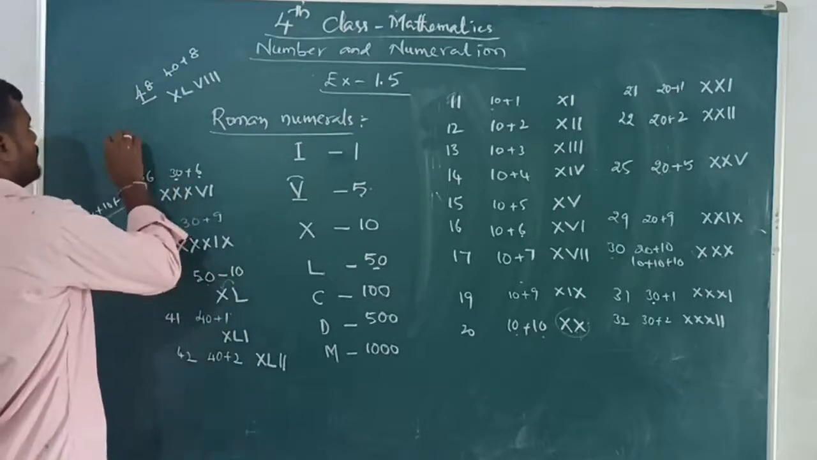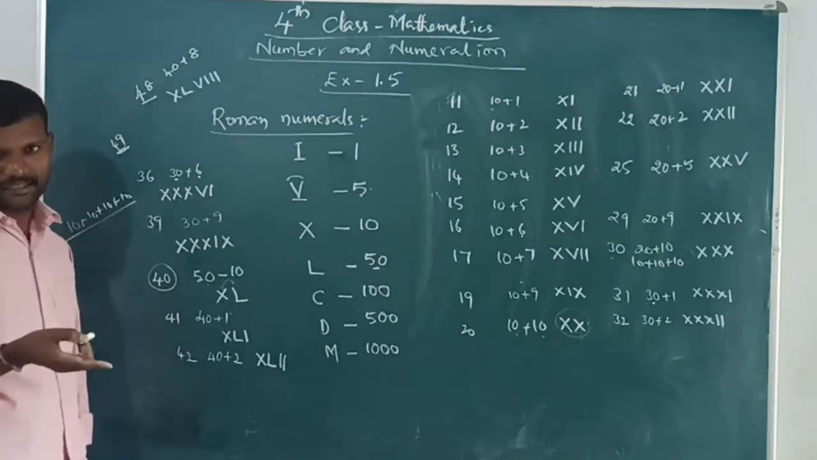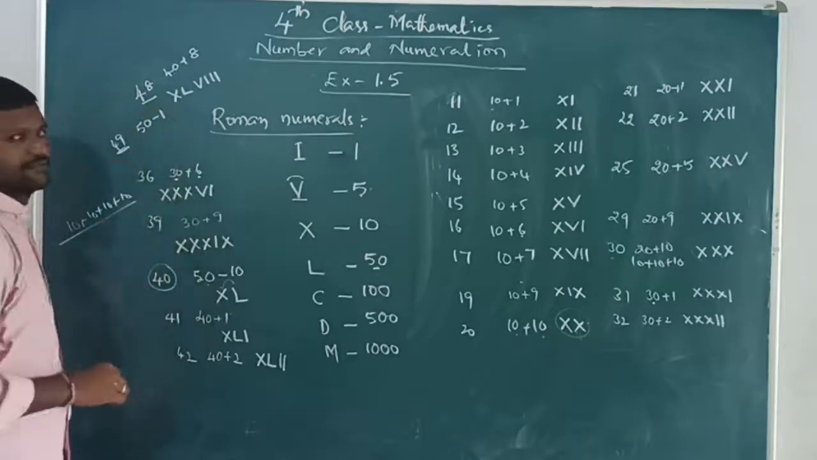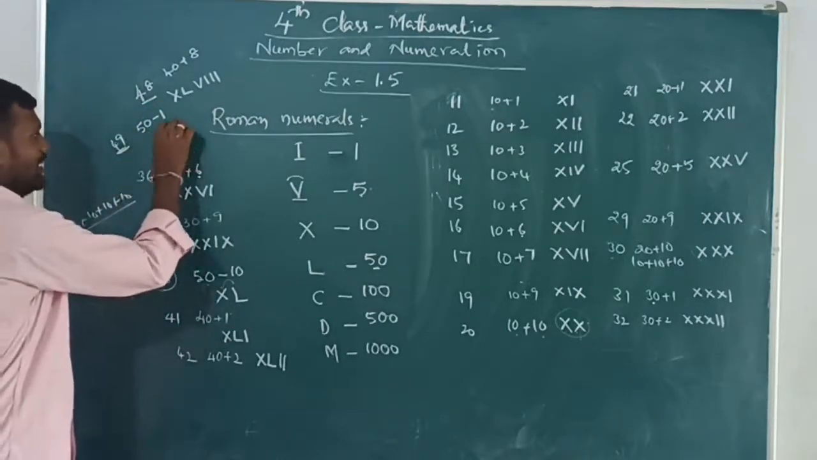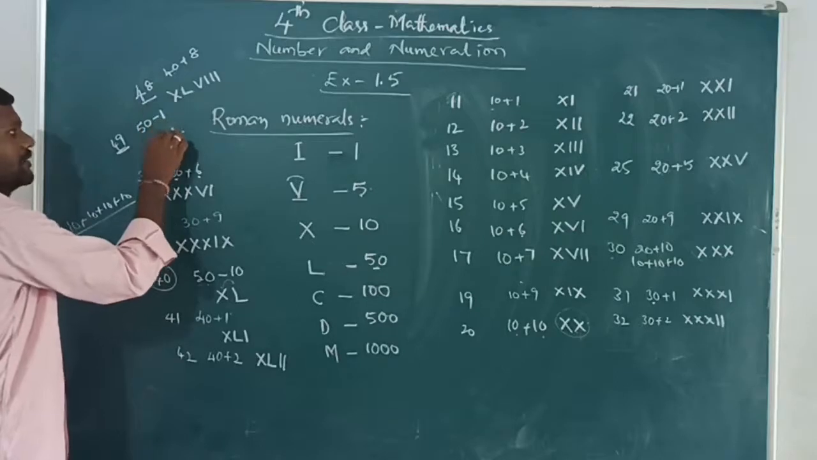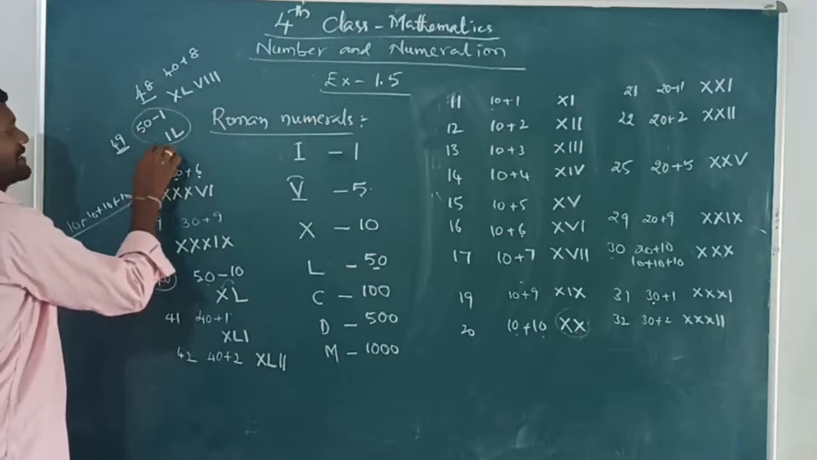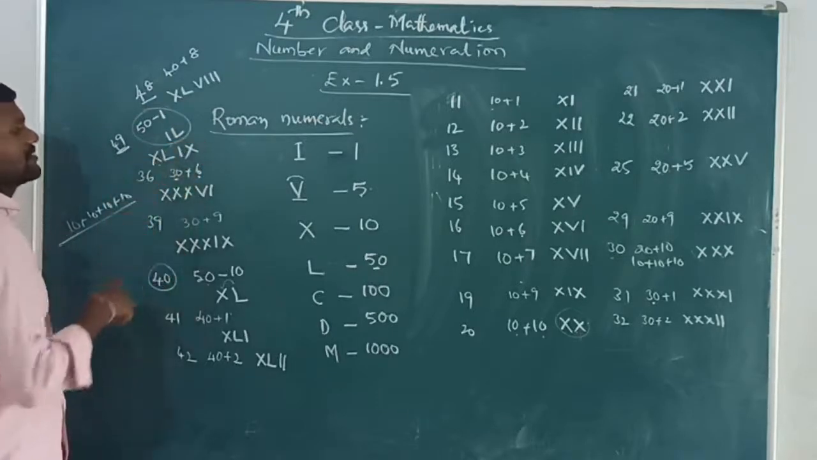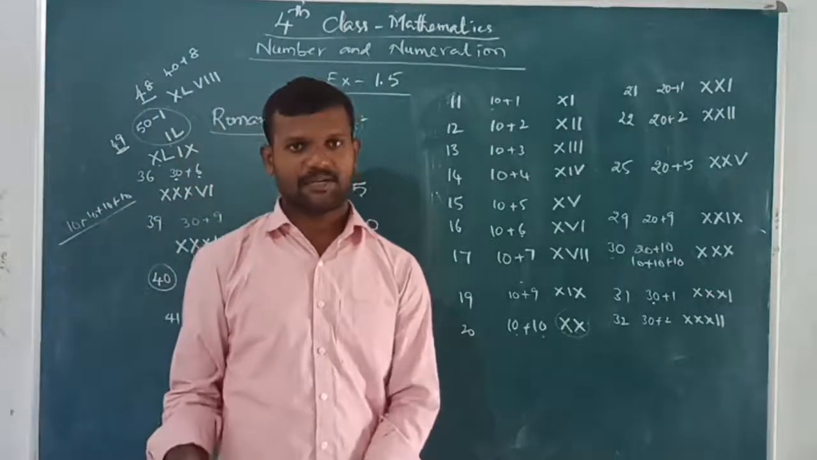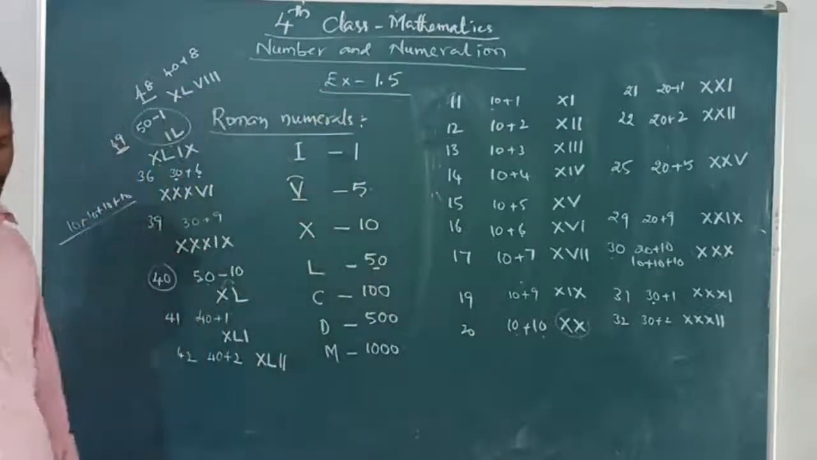Okay. And now 49. 49 means what? 40 plus 9. But 50 is very close. So what should we write? 50 minus 1. L is 50. Minus means front side you have to write. How much? 1. 1 means 1 line. This is nothing but 49. But we should not write like this. 49 means what? XL means 40 and IX means 9. 49. Like this you have to write. Complete exercise 1.5 with these numbers.